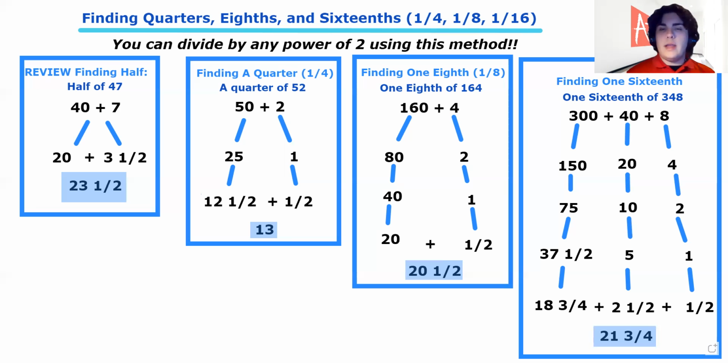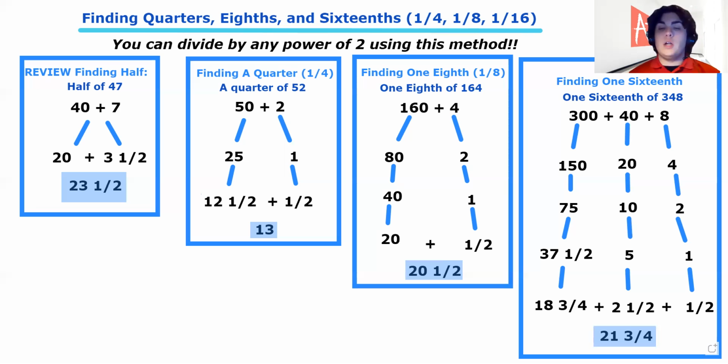I'm going to try 1/8 of 164. You can see the numbers are getting a little bit bigger here, but the same rule applies. In this case, if I'm finding 1/8, I'm going to find half, then half again, and half for a third time. Let's start off by breaking up my numbers. I'm going to break this up into 160 and 4. Now you can break it up further. You can break it up into 100 plus 60 plus 4. It would make it a little bit easier.